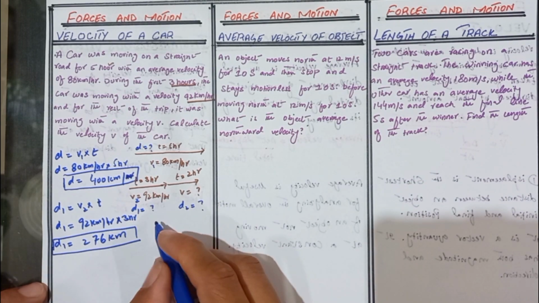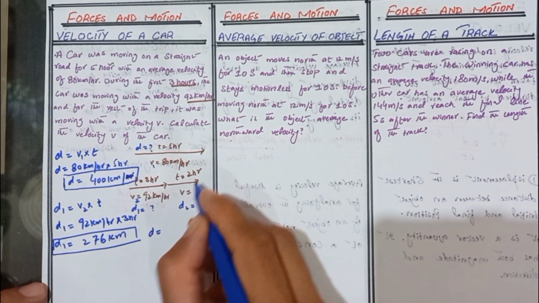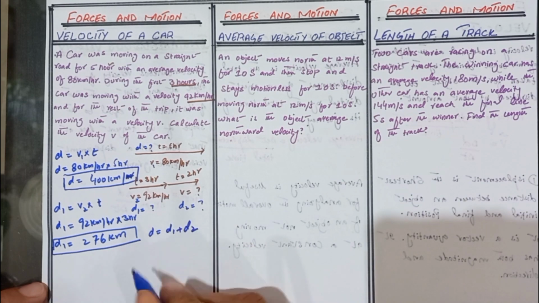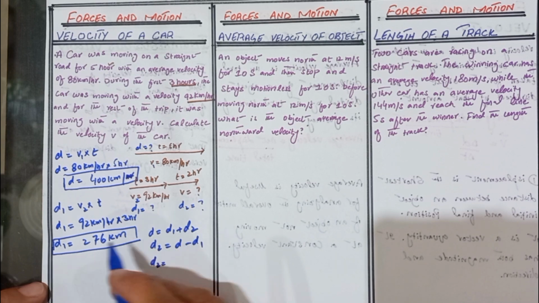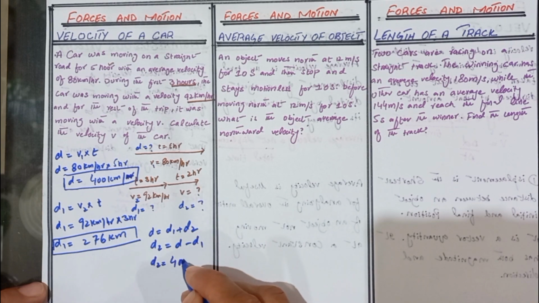Now we calculate d2. We can calculate d2 because the total displacement is d. If we divide it into 2 displacements, d1 plus d2, we can calculate d2 that is equal to d minus d1. d is equal to 400, d1 is equal to 276. So that is equal to 124 kilometers.